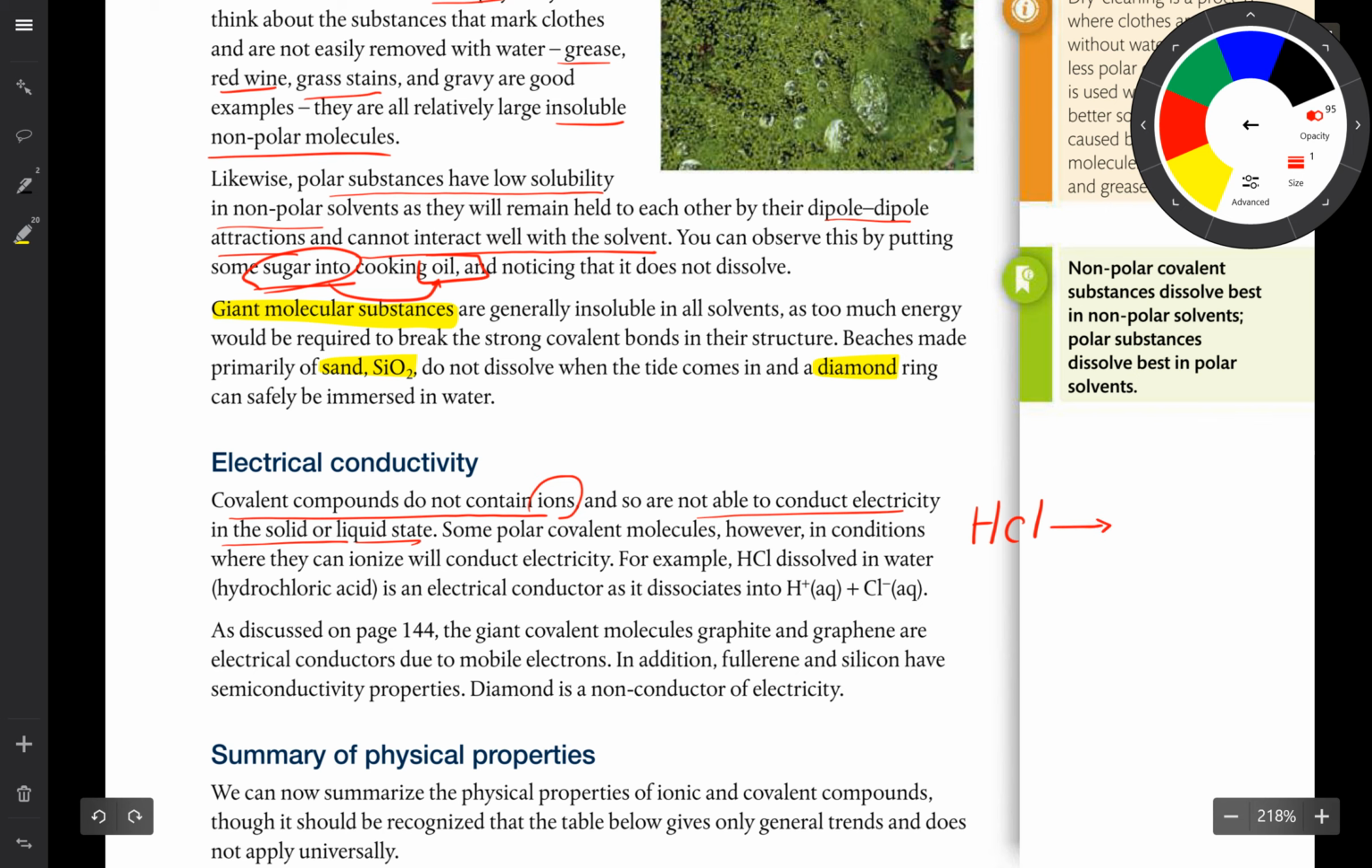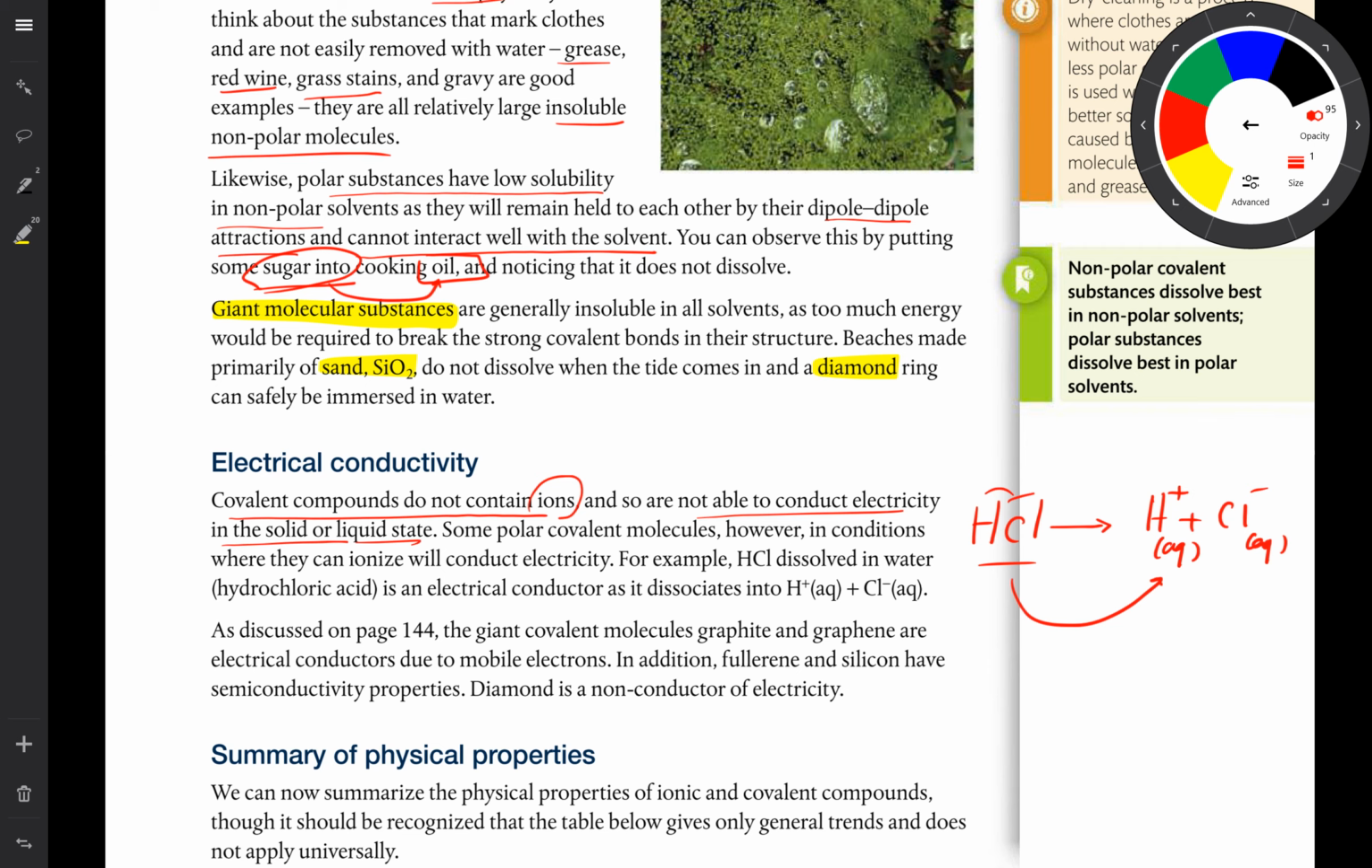When you put it in water, these two parts separate from each other. We say they dissociate into H+ and Cl-. So I write aqueous here. It means in the water, these two parts separate from each other. And we can also say they ionize to H+ and Cl-. In that case, when you put this molecular compound in water, the solution becomes conductive.